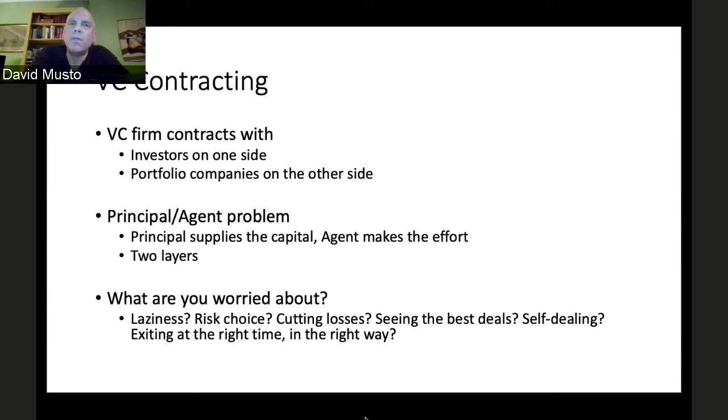So venture capital is a principal agent problem. It's actually two layers of a principal agent problem, right? Because you have the investors, the limited partners, who are the principal, hiring the VC as the agent, and then the VC is the agent who's investing the capital in the portfolio company. So it's two layers of principal agent problems that you have to grapple with in these situations. So that's the general VC contracting problem. Now let's think about what you're adding to it when you add impact. So next slide.